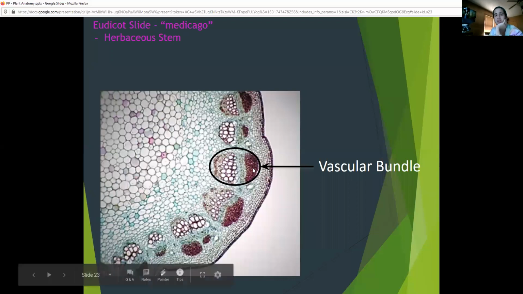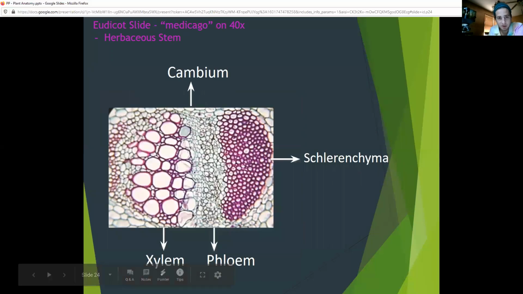Worry about the stuff that is labeled in these images like this. So worry about your xylem, your cambium, your phloem, your sclerenchyma. So your xylem, true to like I told you earlier, is always going to be the largest pores in these vascular bundles. Phloem nearby, and cambium is this little tissue that's a little bit off color in between the xylem and phloem. And cambium turns into xylem and phloem, and that's why it's in between the two.